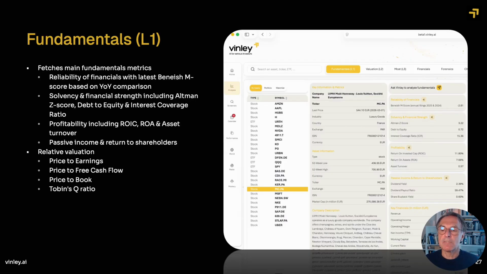So that's analyzing the fundamentals. If the fundamentals look okay, you can ask Vinley what is the opinion of Vinley about the fundamentals by clicking on this arrow and asking Vinley to assess the fundamentals.